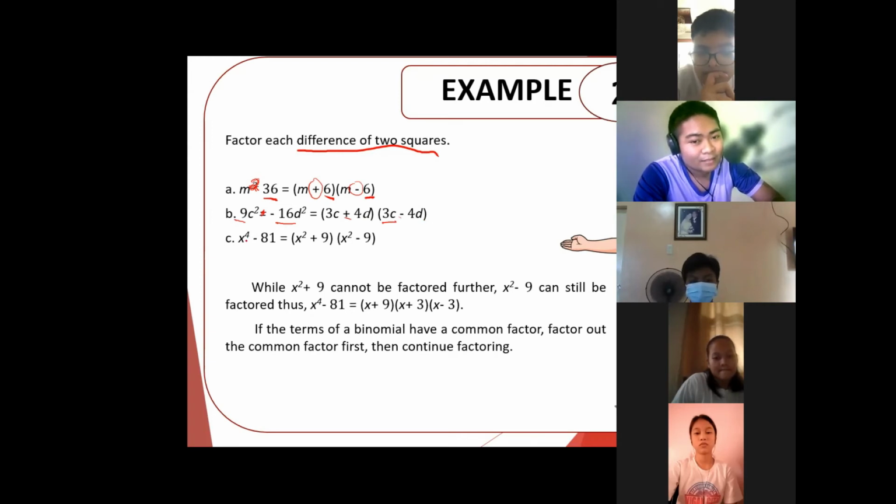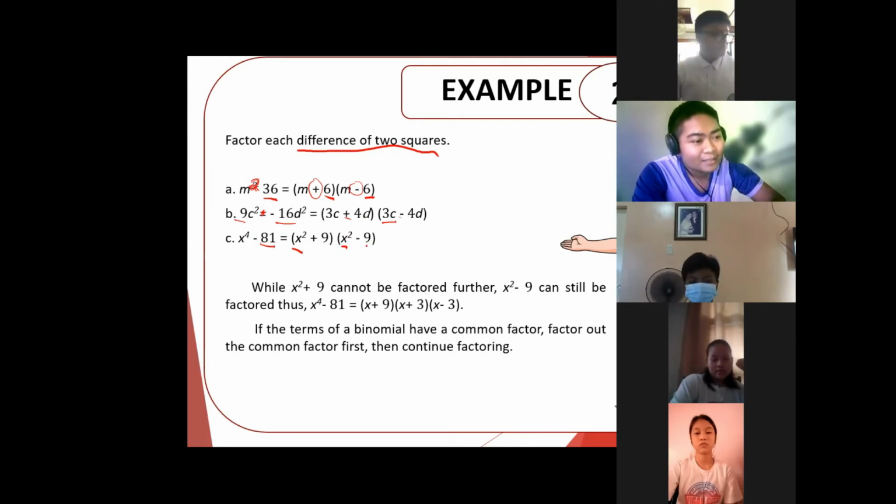Okay? Next, we have x raised to 4 minus 81. So is that a perfect square? Yes, 81 is a perfect square. Okay, x raised to 4 is a perfect square also. So x, that would be x squared. Kasi when you multiply that one, di ba, magiging x squared times x squared becomes x raised to 4. Square root of 81 would be 9. So that would be 9. Kaya magiging x squared plus 9, x squared minus 9. Okay?